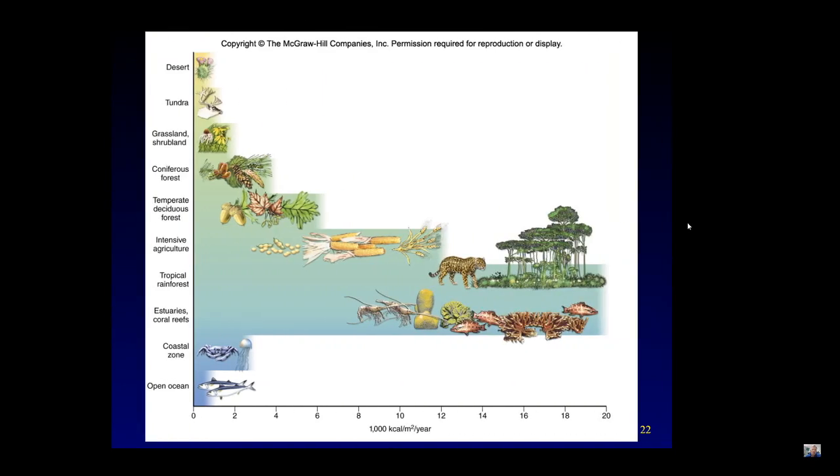This just shows you a nice graph of how much primary productivity is going on in certain environments, right? The desert has very little at the top, tundra has a little bit more, but if you go down to the ones that have a lot, coral reefs, estuaries, tropical rainforests have the most primary productivity, or amount of plant life that lives in them. Don't get confused by the animals, right? We're talking about primary productivity.